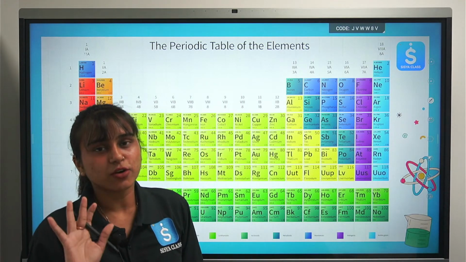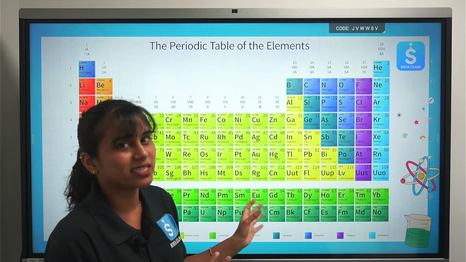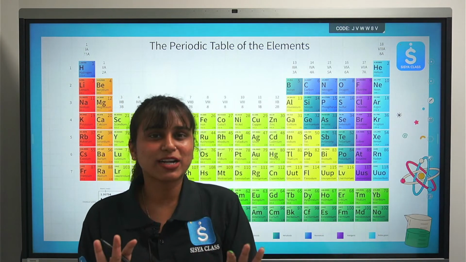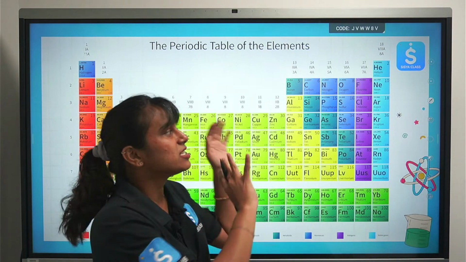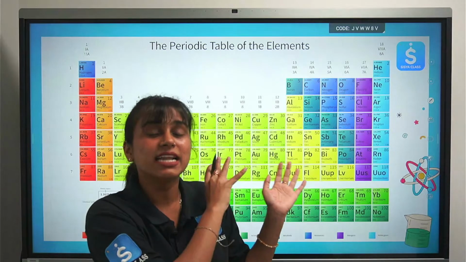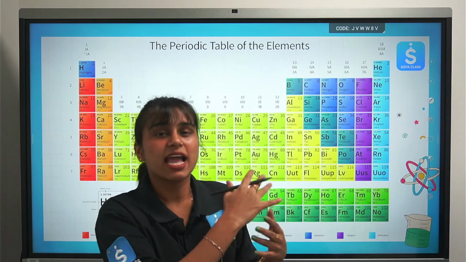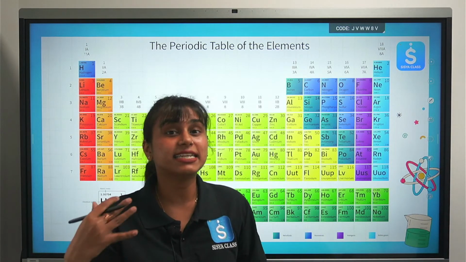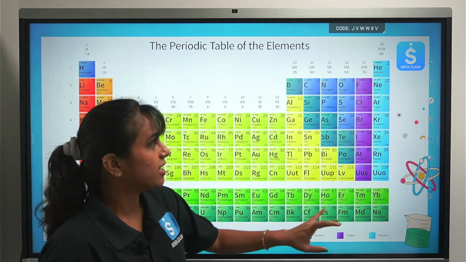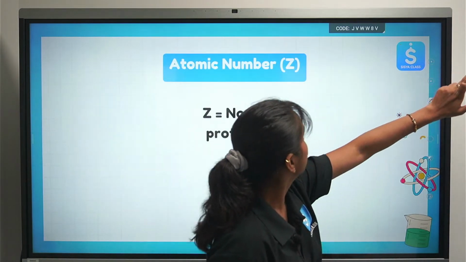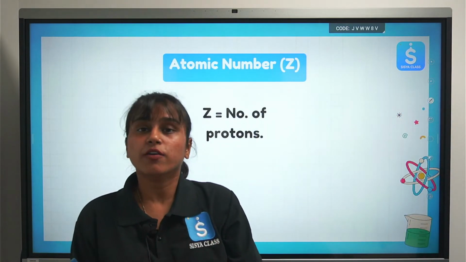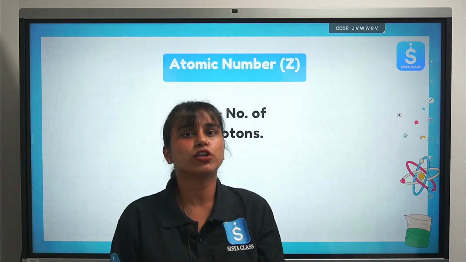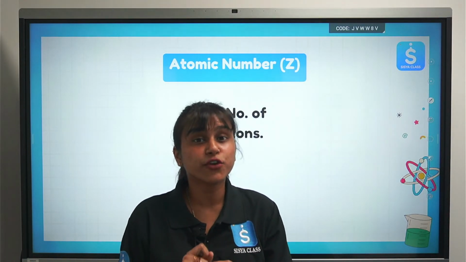Don't get panicked by looking at this huge periodic table. I'm not asking you to memorize this whole thing. Just for reference, I have shown that there are 118 elements, and therefore 118 types of atoms exist. Let's move on. Now, we studied the number of protons, number of electrons, number of neutrons.